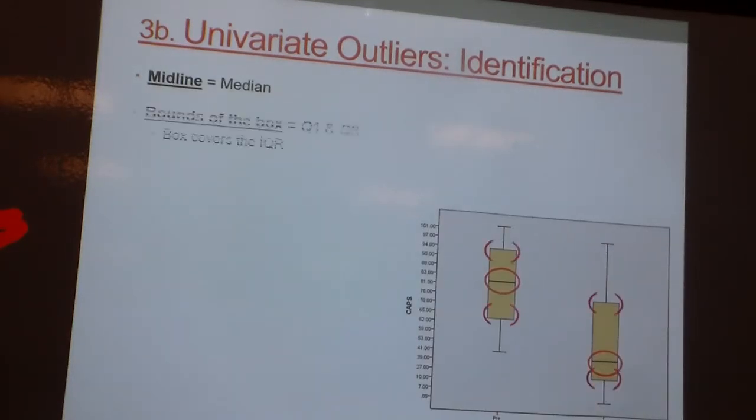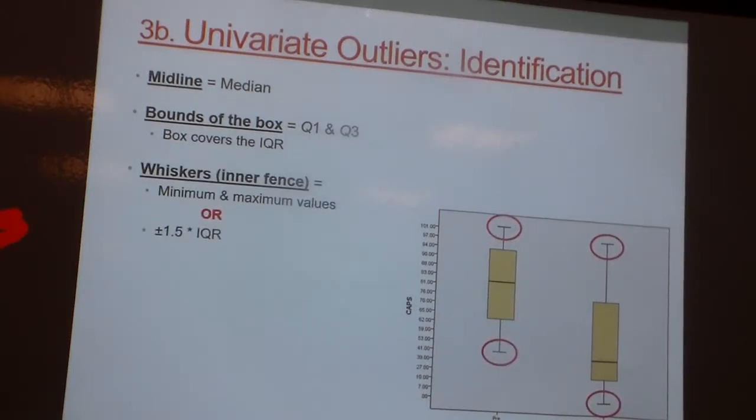Okay. Box and whisker plots. Again, I'll review. Midline is the median. Remember, the box and whiskers are median-based statistics. Bounds of your box are your first and your third quartiles. Your interquartile range is your boundaries of the box. Whiskers are your minimum and maximum values in the distribution, or if we get values that are beyond 1.5 times the interquartile range, our whiskers go to the most extreme value that's still within 1.5 times the interquartile range.